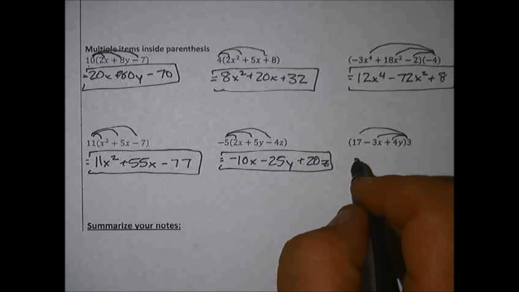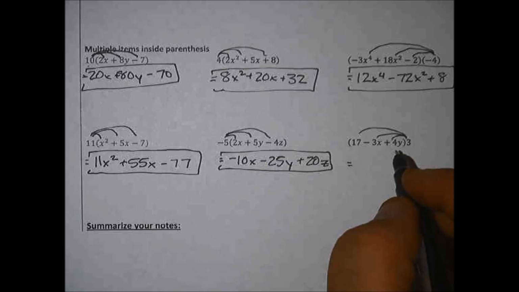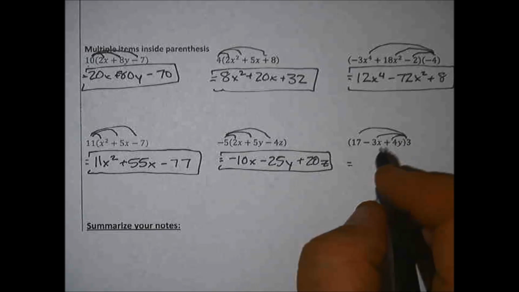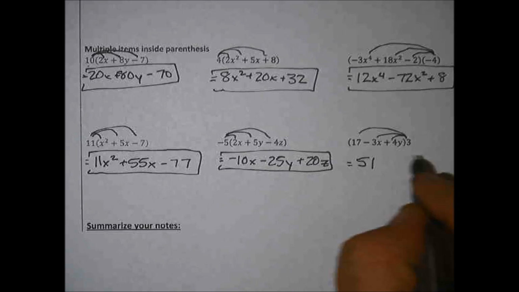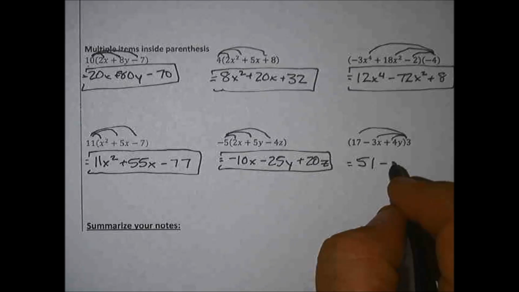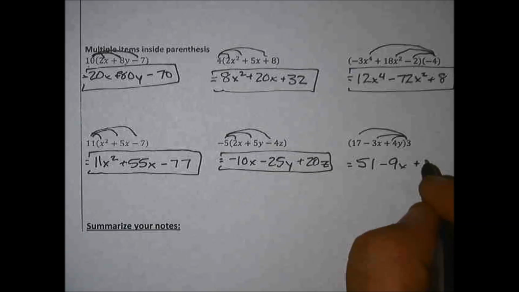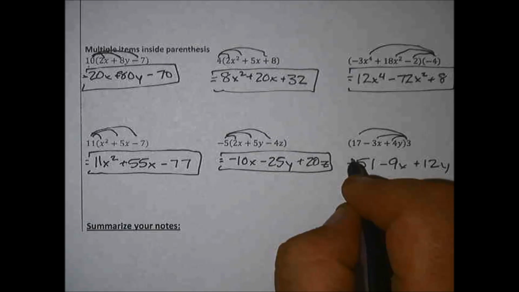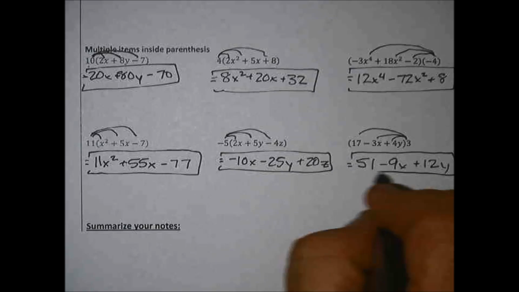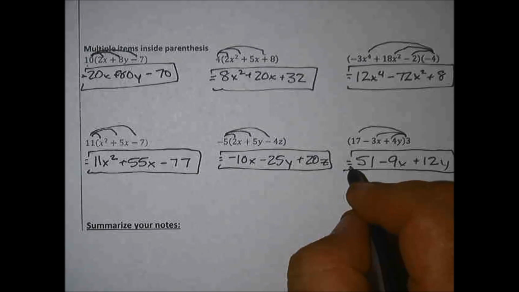Okay, we're going to distribute. 17 times 3 is 51. 3 times negative 3 is minus 9x. And 3 times 4 is plus 12y. If you want to reorder that and put the variables in front, you can. You don't have to, though.